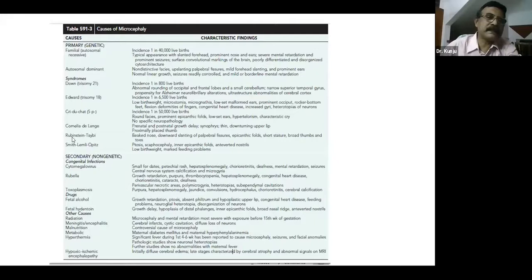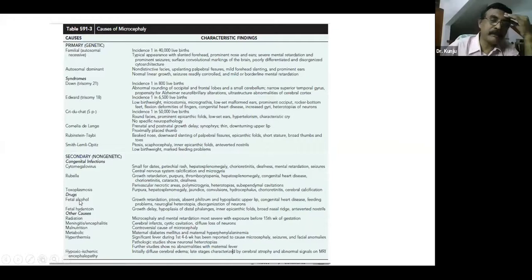So CRS, congenital rubella syndrome. Congenital rubella syndrome comes under the secondary or non-genetic one, where CRS is again there. There is congenital rubella syndrome, CMV. You can remember the TORCH. Okay, TORCH. And then fetal alcohol syndrome is one condition to be remembered. And you may wonder whether it is there in India or not, but I have seen at least seven, eight cases of fetal alcohol syndrome where the mothers were using alcohol during pregnancy.